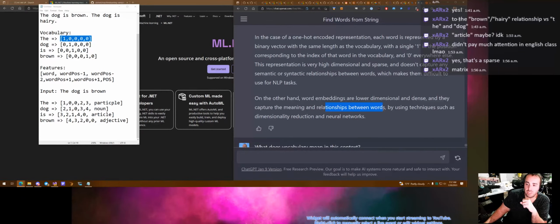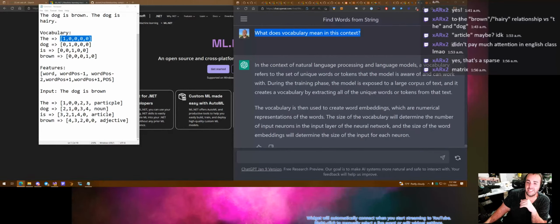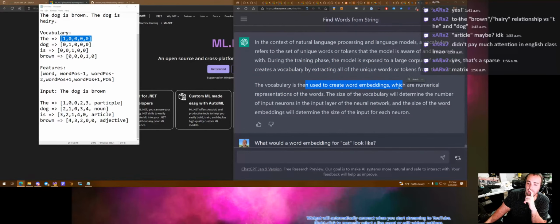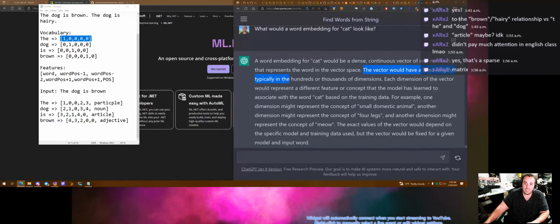All right, so words, by using a technique such as a set of unique words or tokens that the model is aware of and can work with. During the training phase, the model is exposed to a large corpus of text and creates a vocabulary, extracting all the unique words and tokens from that text, right? Then it's used to create word embeddings, which are numerical representations. So it repeats itself a lot, right? The size of the vocabulary will determine the number of input neurons in the input layer of the neural network, and the embeddings are typically in the hundreds or thousands of dimensions.